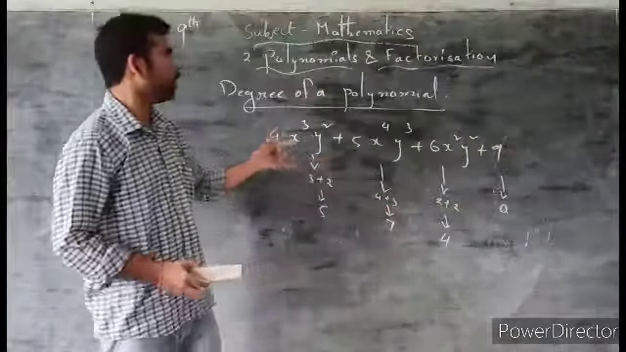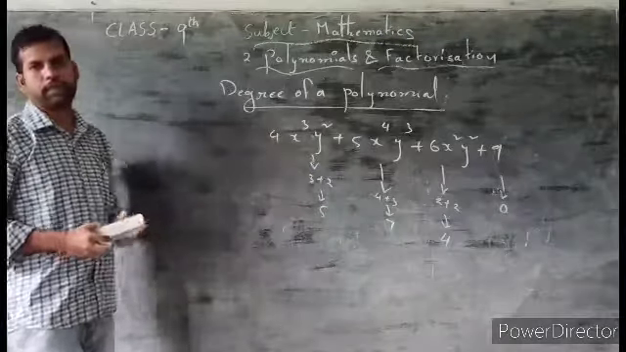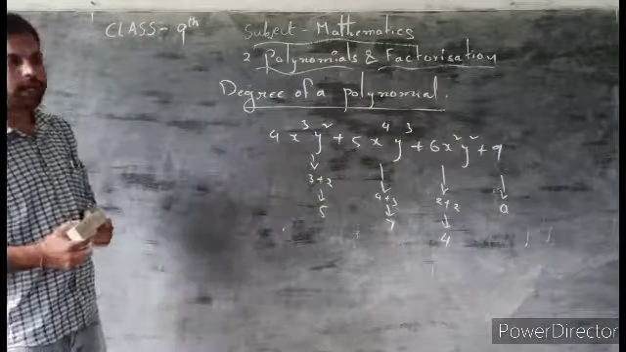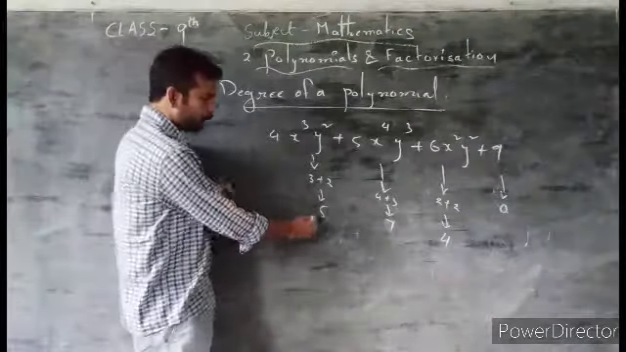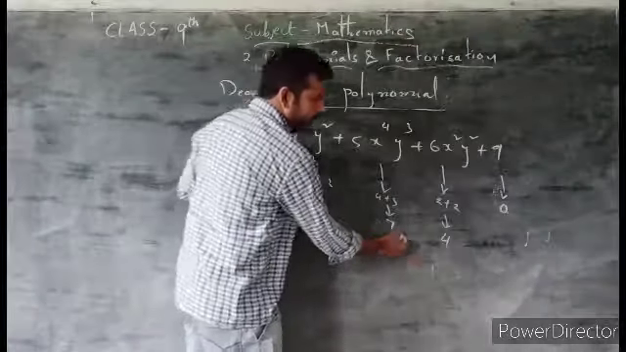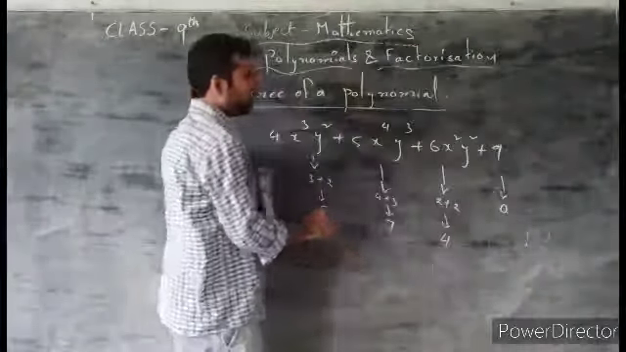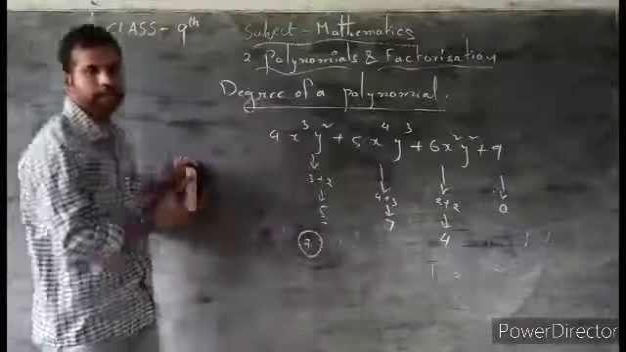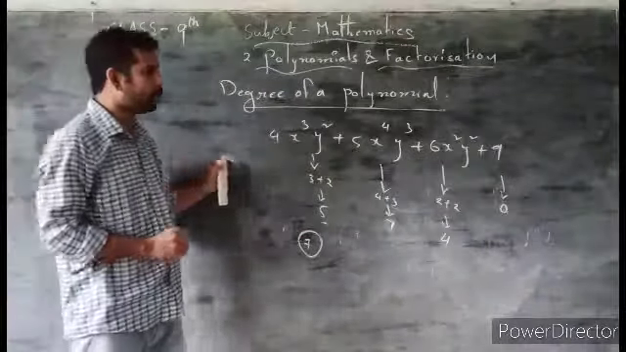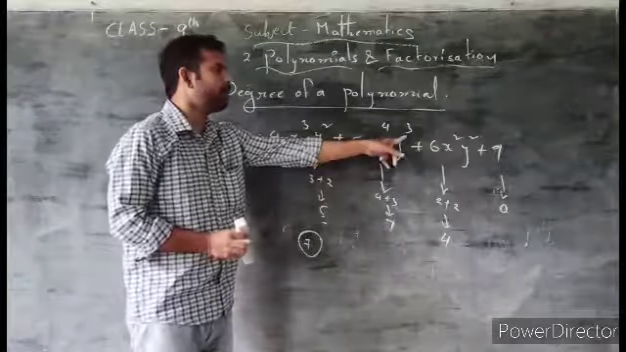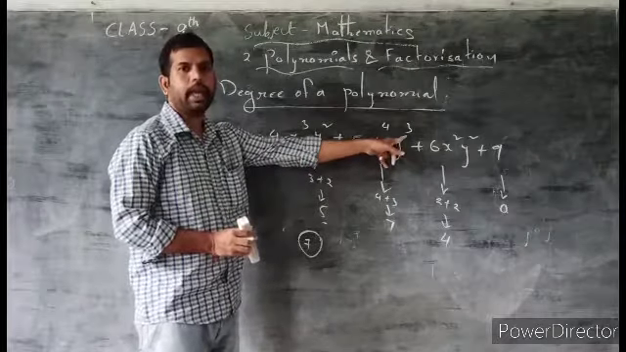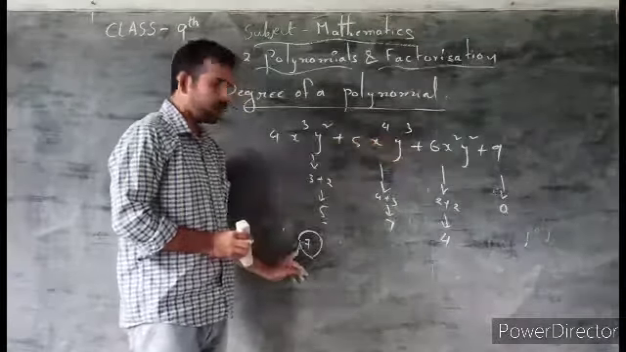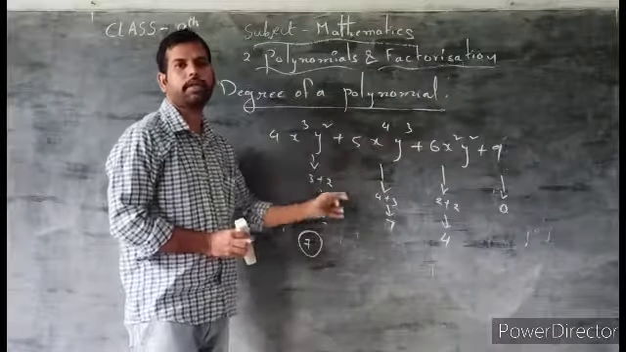So what is the degree of the polynomial of this equation? Here the term degrees are 5, 7, 4 and 0. The highest exponent value is 4 plus 3, which is 7. So the degree of the polynomial is 7.